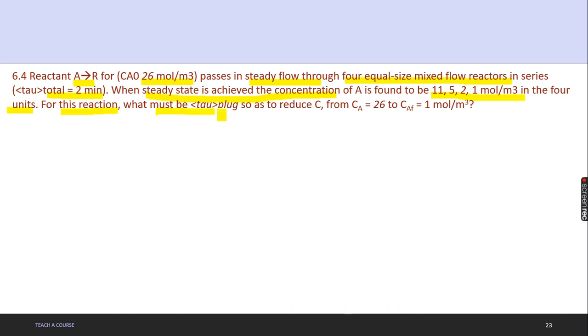What must be tau plug so that we can reduce the concentration from 26 to 1 mole per meter cube? So they have given the whole problem in terms of 4 equal size mixed flow reactors, and finally asking, if we use 1 plug flow reactor, what should be the tau value. So that is the query in this problem.